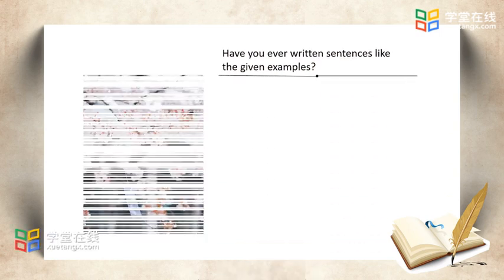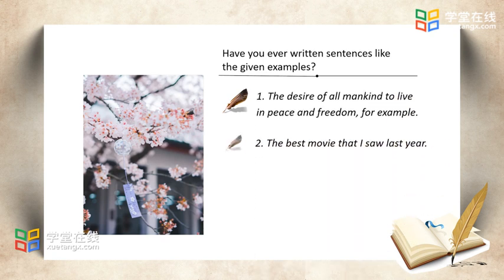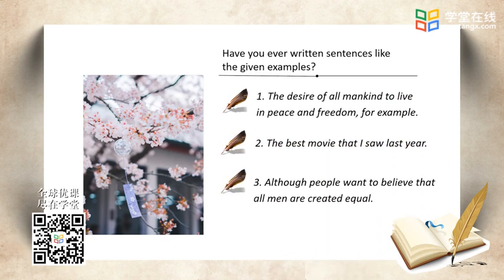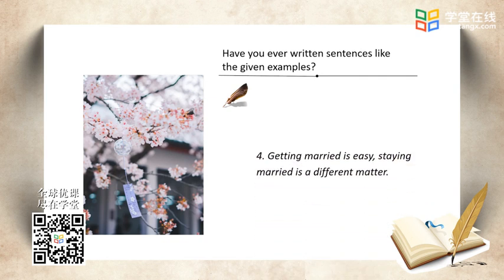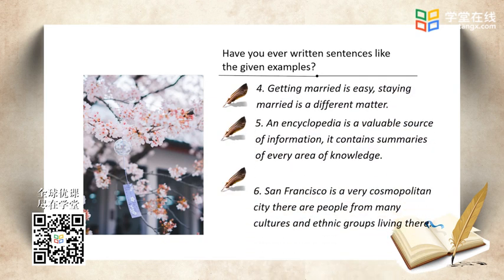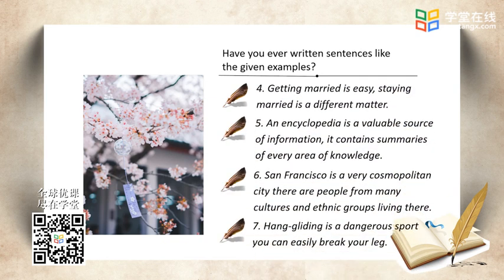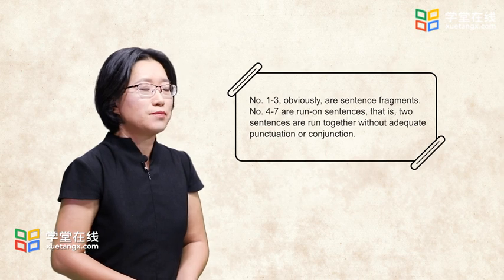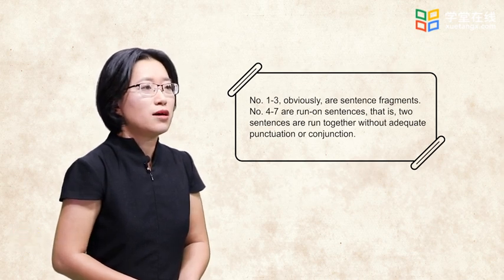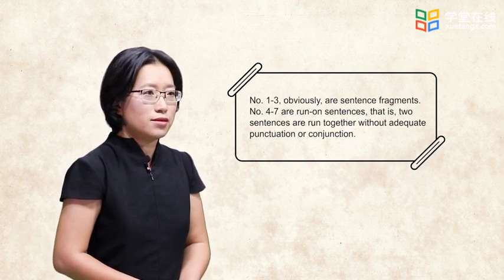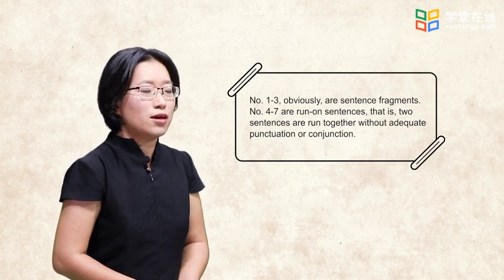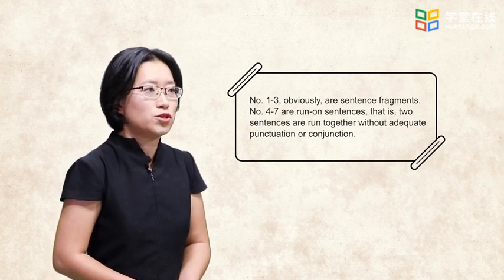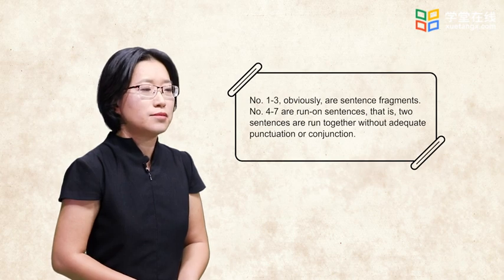Have you ever written sentences like the given examples? Could you identify the errors? Number 1 to 3 obviously are sentence fragments. Number 4 to number 7 are run-on sentences. That is, two sentences are run together without adequate punctuation or conjunction.